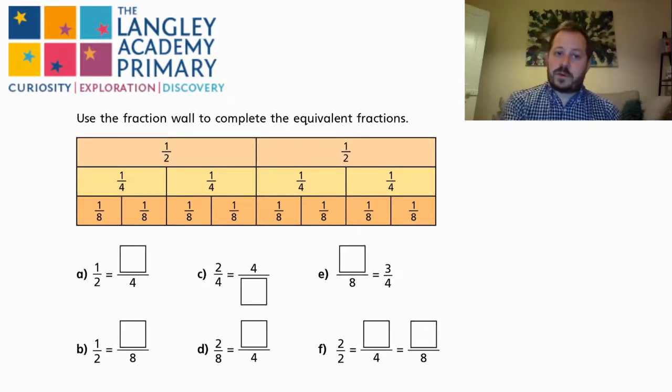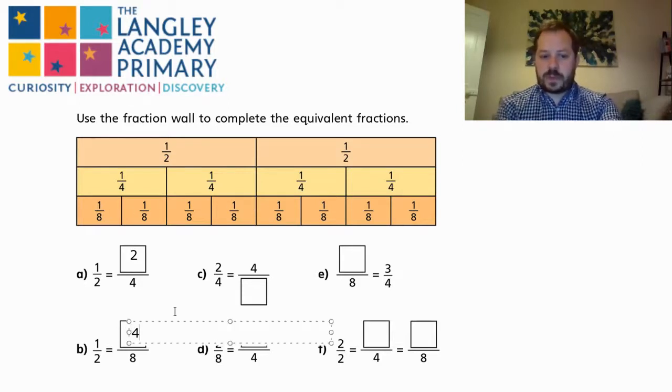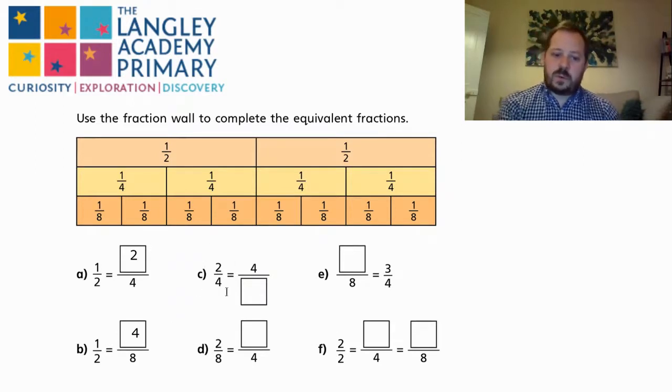Okay, let's see if we can find the answers then. So first it says 1/2 is equal to how many quarters? We look at 1/2, look where it ends, pull that down to get to the quarters and see how many quarters you have there. We have 2. It also says 1/2 is the same as how many 8ths? So we look along 1/2, pull it down to get to the 8ths, and we count how many we have, and we have 4.